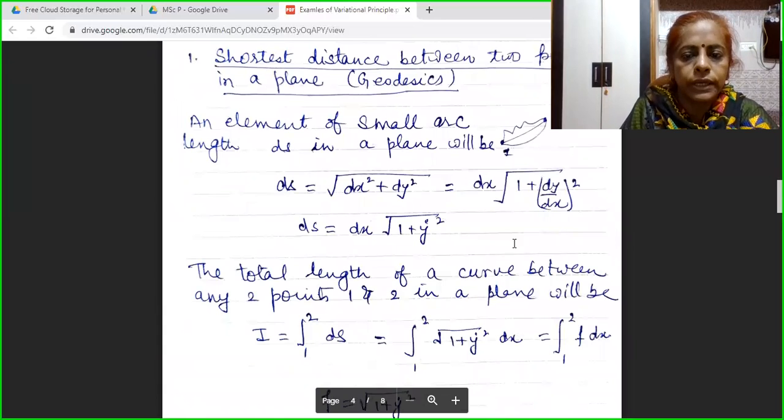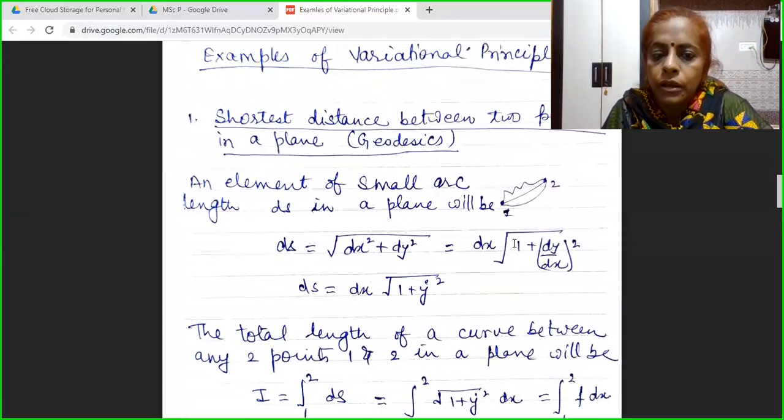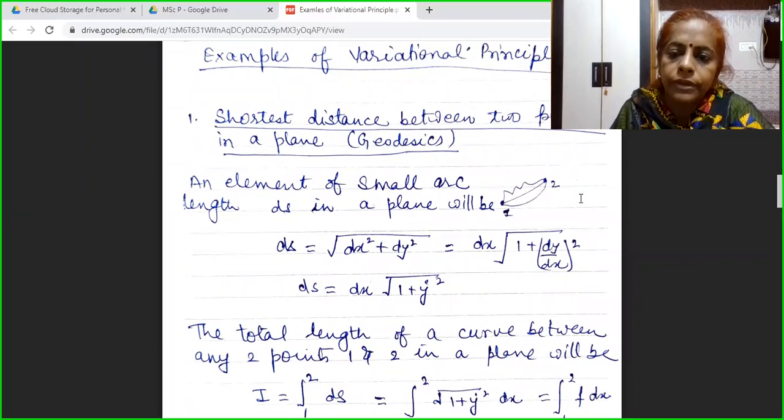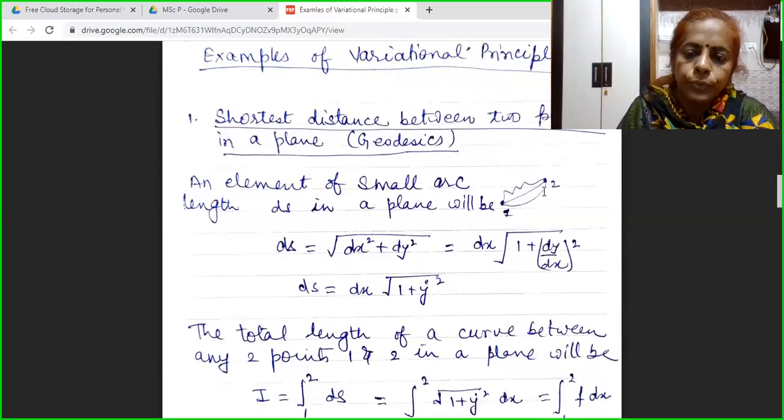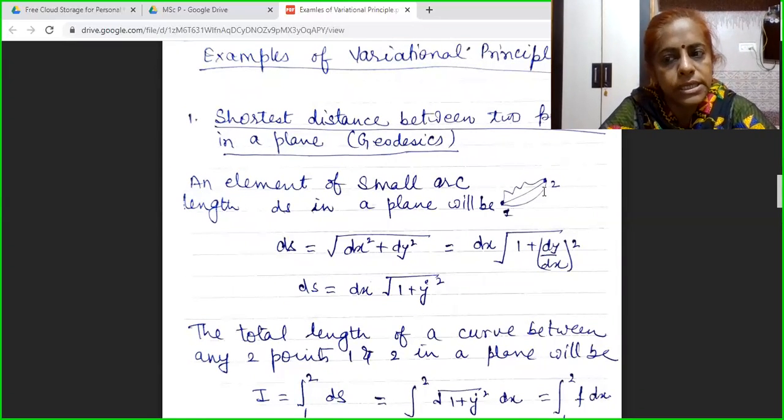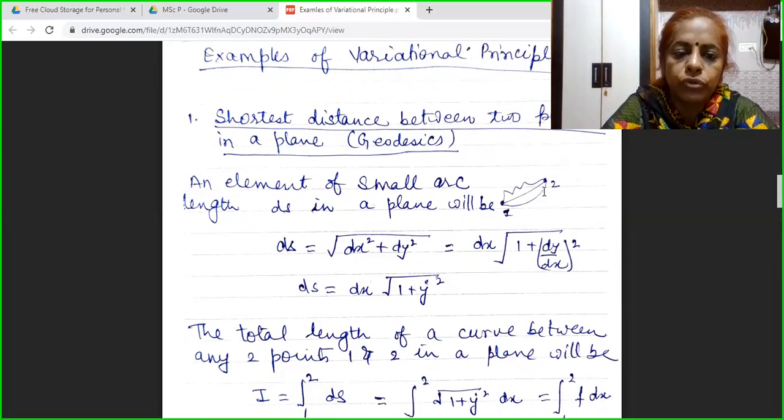First of all, we are given a problem. In this problem, I am given 2 points, an initial and a final point. Students, what do we have to find? We have to find the shortest distance between these 2 points in a plane. Now, we already know that the shortest distance between 2 points is a straight line. So we will derive that the shortest distance between these 2 points will be a straight line.